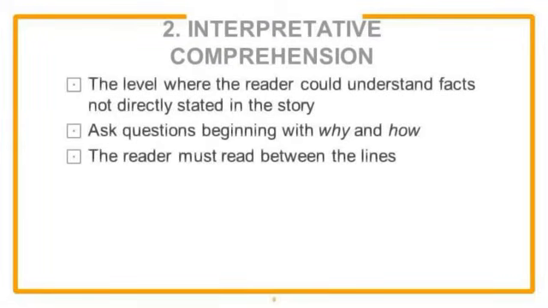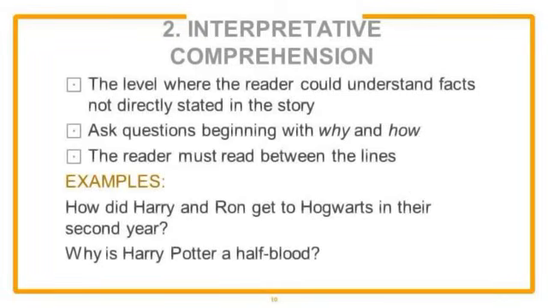Number 2, interpretative comprehension. This is the level where the reader could understand facts not directly stated in the story. This is where we ask questions beginning with why and how. And of course, the reader must read between the lines. Examples. How did Harry and Ron get to Hogwarts in their 2nd year? Why is Harry Potter a half-blood?